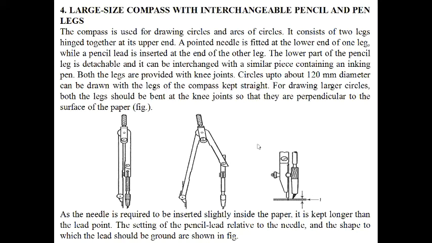A circle up to 120 millimeter diameter can be drawn using this; 120, 130, 100 millimeter can be drawn using the large one. You see, there are two legs hinged together at the upper end. So this is one edge, and another one is the other edge. With this you can draw the longest circle. And remember one thing, a needle is required to insert. The needle will be required, and this L will be the thickness of your sheet and paper, kept longer than the lead point. Okay, always.